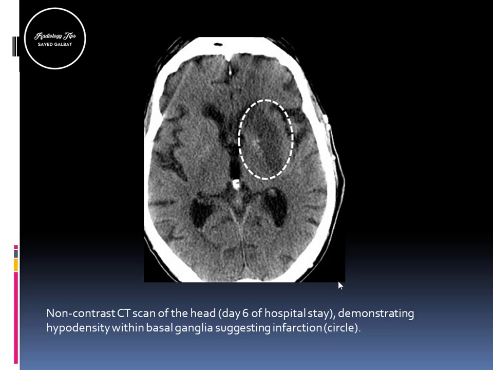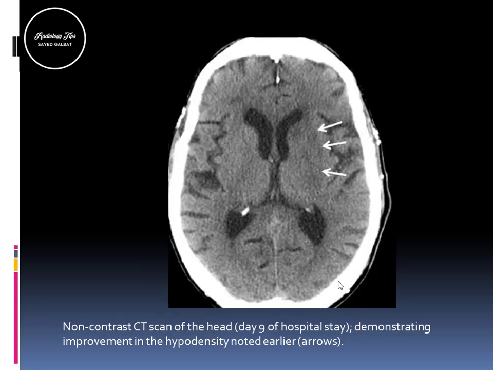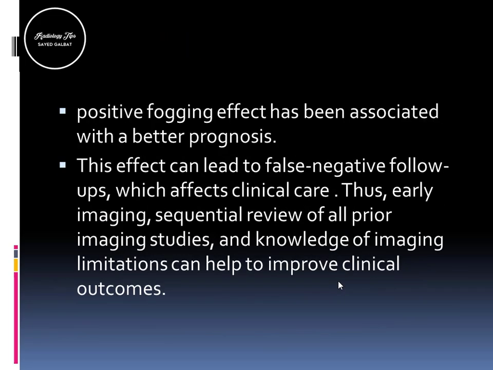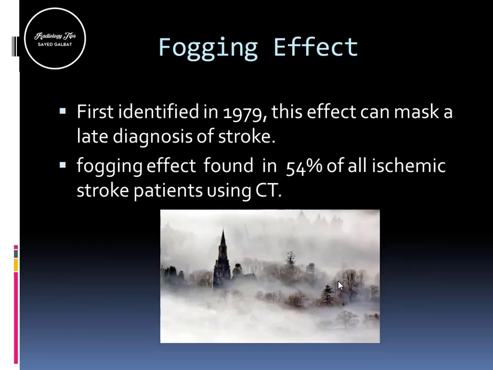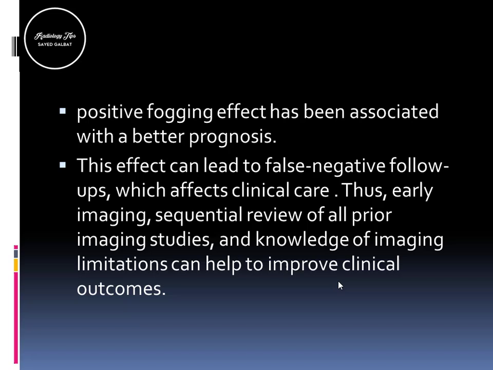In addition, some microhemorrhage may occur also in the substance of the infarction area, and that's why, after a few days, you will see it like this. This doesn't mean that the infarction has gone or vanished. This is just the healing process; some changes will happen that result in disappearance, and this is called fogging effect. So again, I said the fogging effect occurs in 54% of ischemia or infarction patients, and if you see a positive fogging effect, this is associated with a good prognosis.